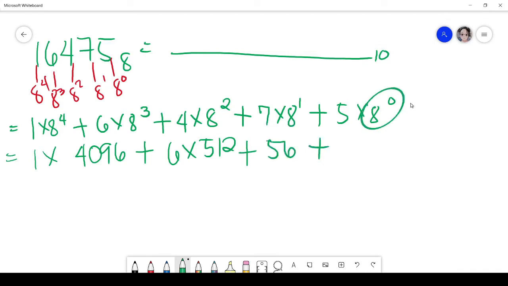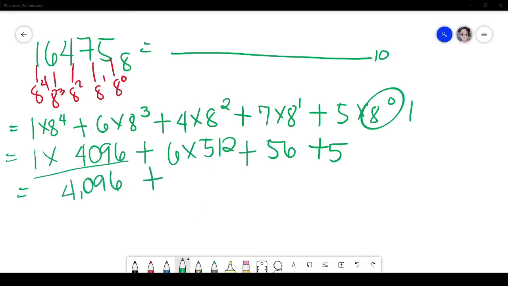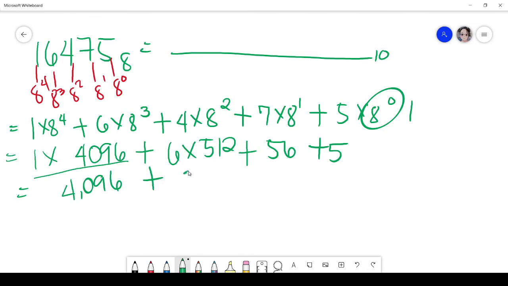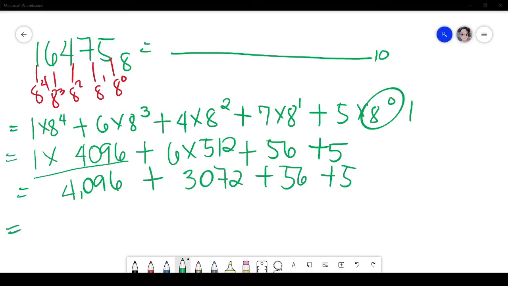So this is equivalent to 1. So 5 times 1 is 5. Okay, 1 times 4,096 is 4,096. Okay, 512 times 6, we have 3,072. Next, 56. Next, plus 5. Okay, let's sum it up. 4,096 plus 3,072 plus 56 plus 5.